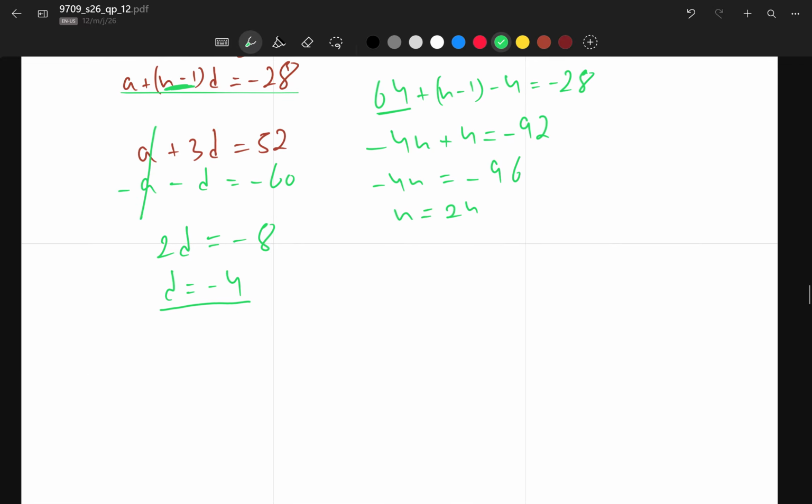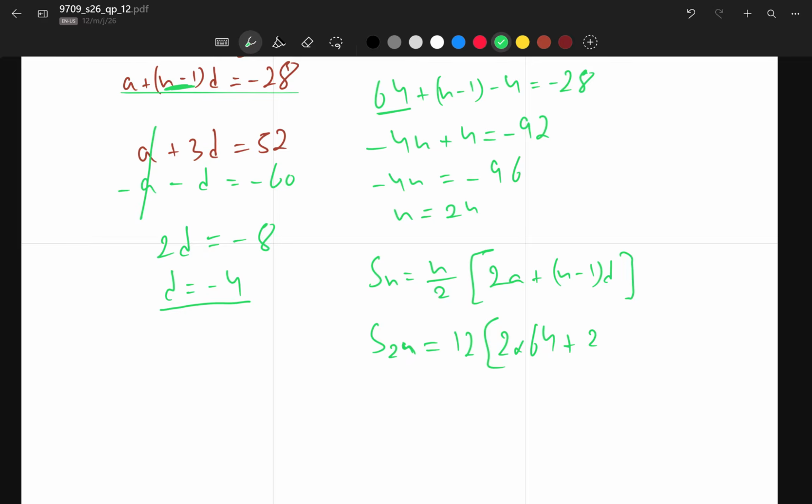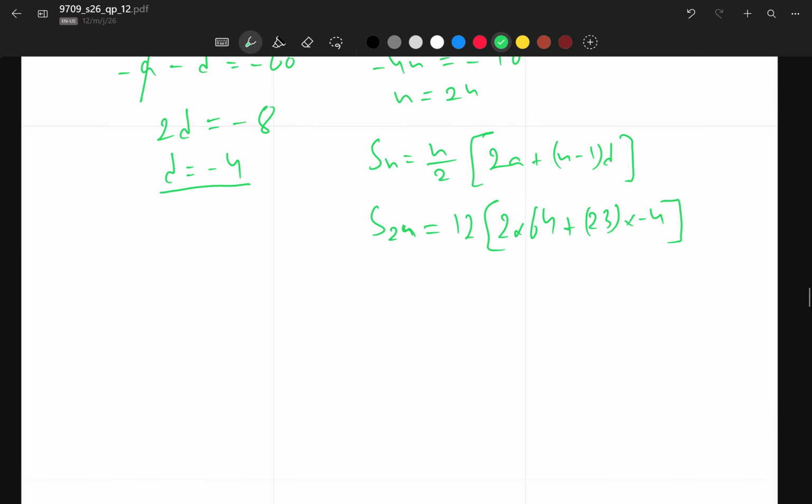Now the formula for the sum of n terms is S of n is equal to n by 2 into 2a plus n minus 1 into d. So we have to calculate the sum of 24 terms. So S of 24: 24 by 2, 12, times 2 times a, which is 64, plus n is 24, 24 minus 1 is 23, multiplied by minus 4, which is the difference. This will give you the sum is equal to 432.